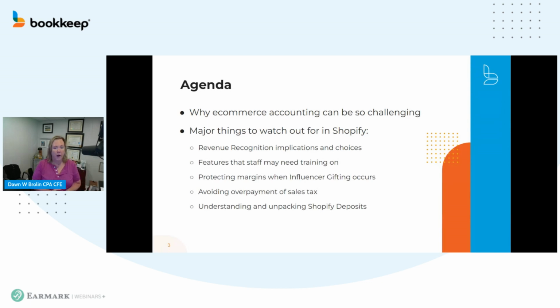We're talking about revenue recognition implications and choices. So we know we want to make sure that revenue recognition is smooth so that when we are meeting with clients, we have timely reports that are accurate. Imagine that. Accurate accounting, AA.